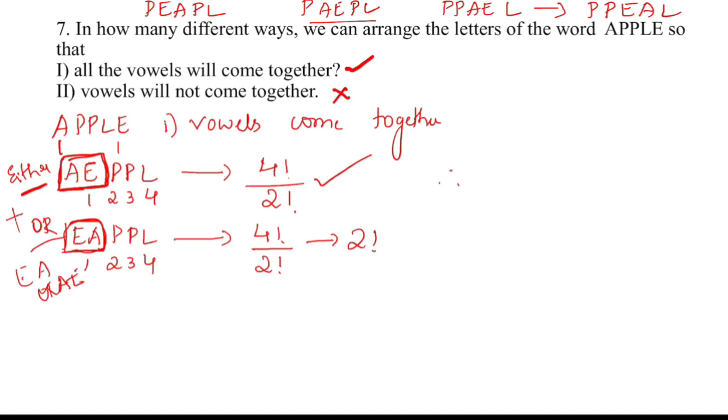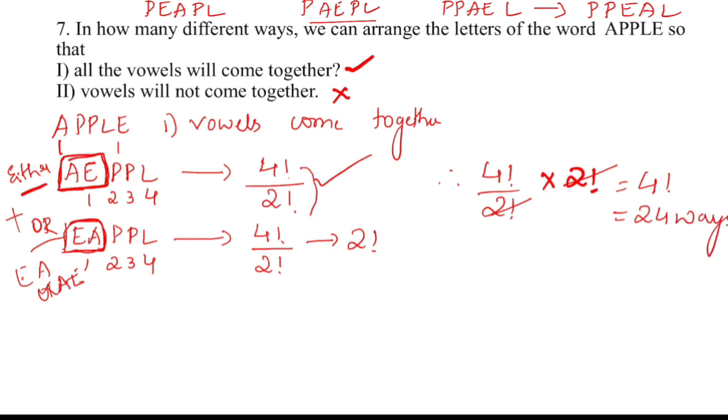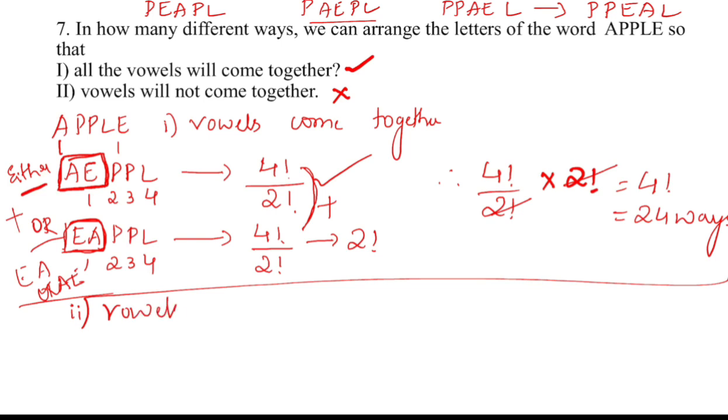So therefore totally 4 factorial divided by 2 factorial into 2 factorial. So the 2 factorials cancel and 4 factorial remains, which is equal to 24 ways. Or you could do it like this also, add this 4 factorial divided by 2 factorial for both, and when you add also you will get the same answer. Okay, so this was one condition. Next, the second condition is vowels do not come together.